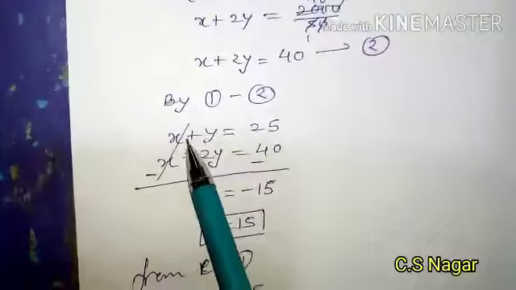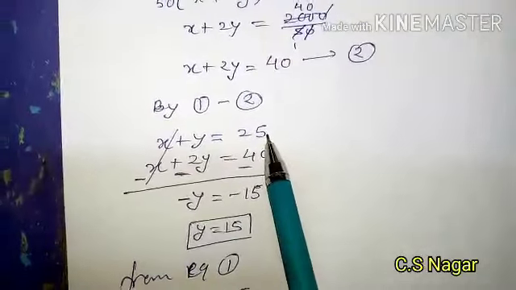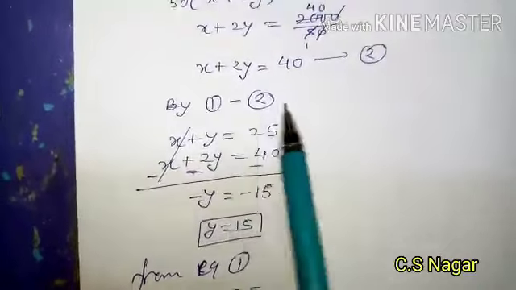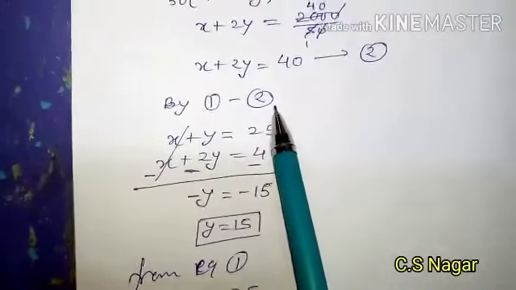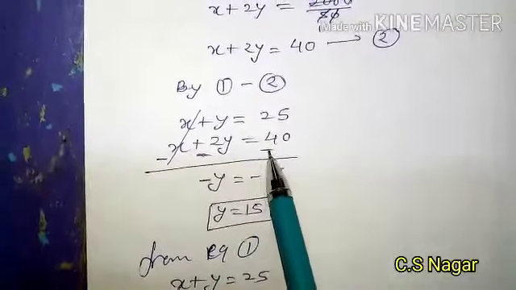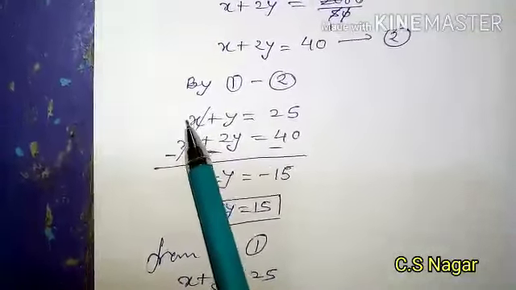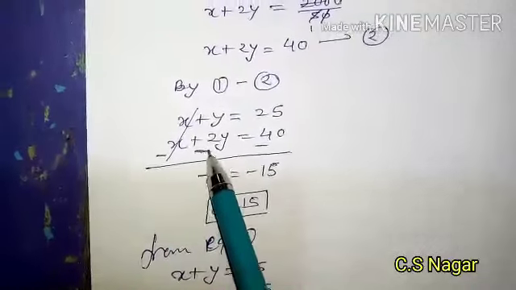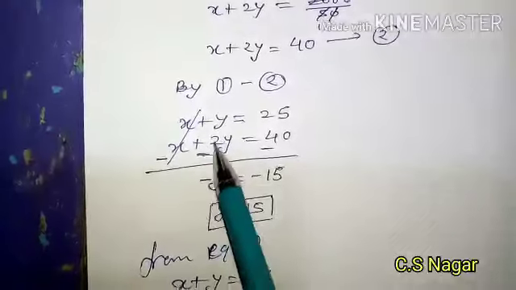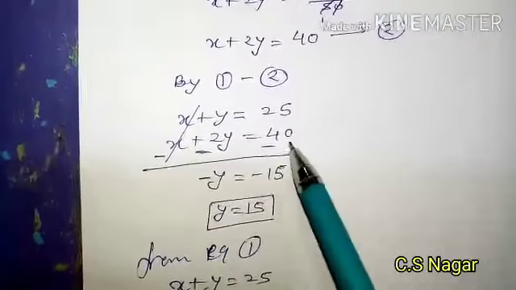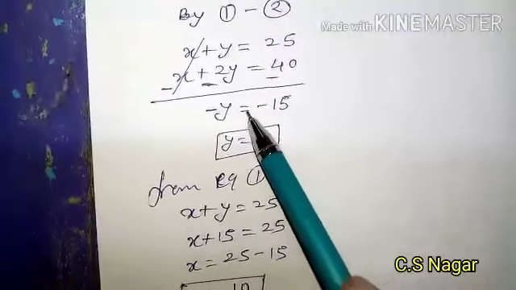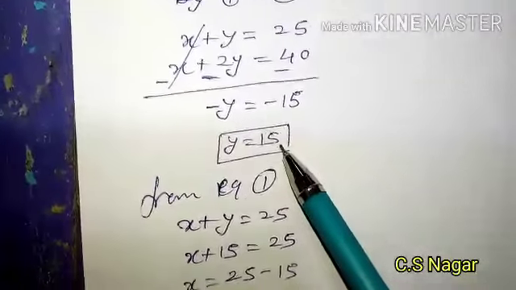So the first equation is x plus y equal to 25, and the second equation is x plus 2y equal to 40. Since we have to subtract equation 2 from equation 1, change the signs. Minus, this is minus and that is also minus. So plus x and minus x cancel out. Here this is minus 2y and this is plus y, so their difference is minus 1y. 40 minus 25 is minus 15. The minus sign cancels out, so y is equal to 15.